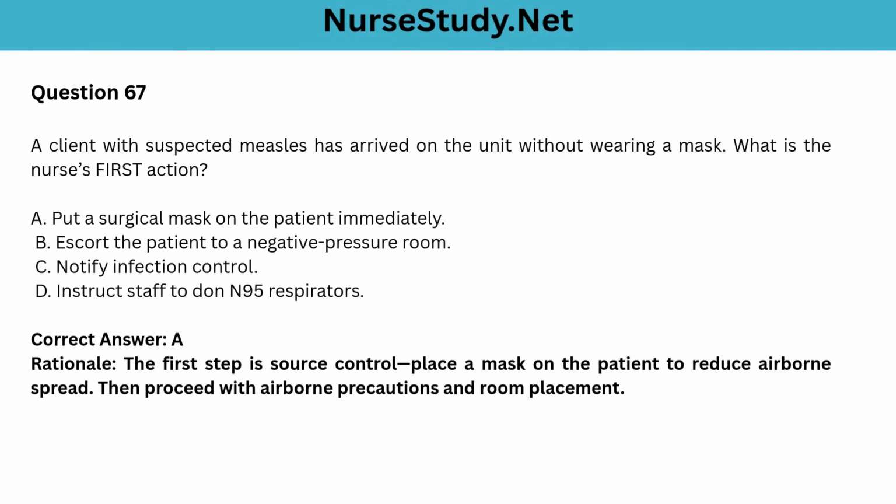Correct answer A. Rationale. The first step is source control. Place a mask on the patient to reduce airborne spread. Then proceed with airborne precautions and room placement.